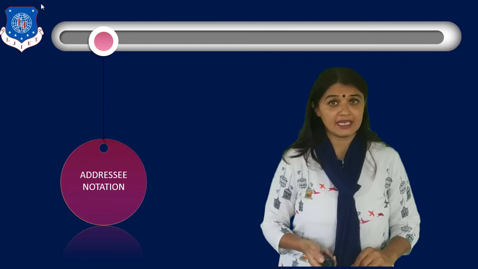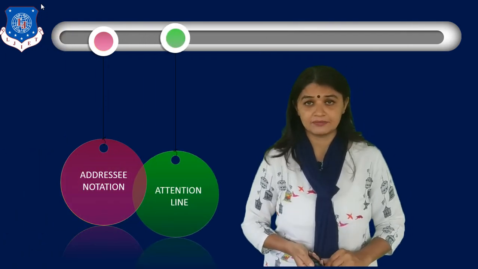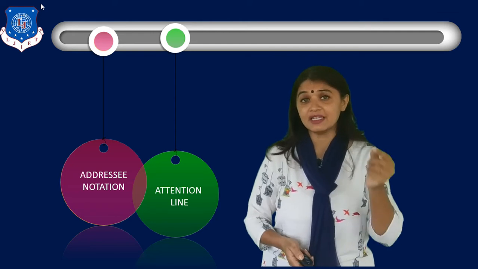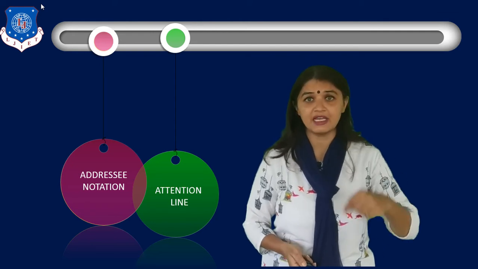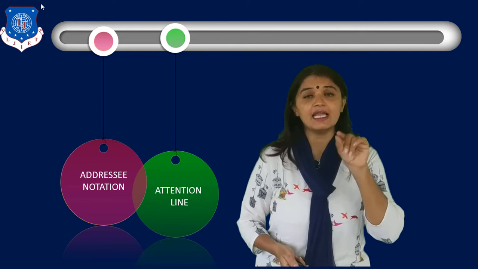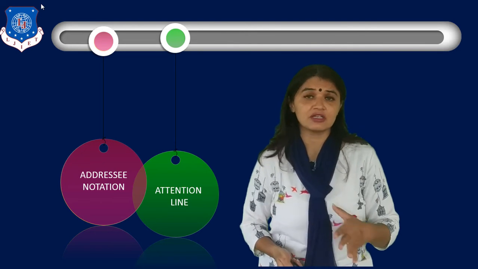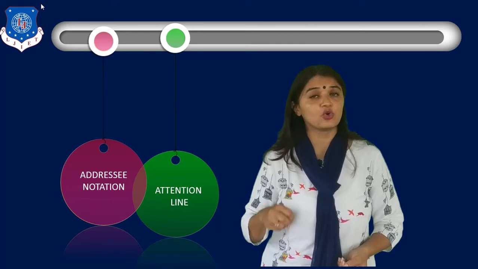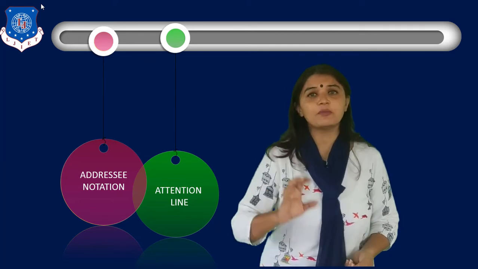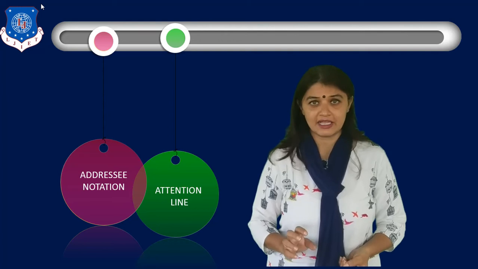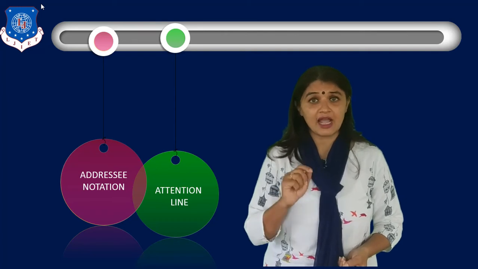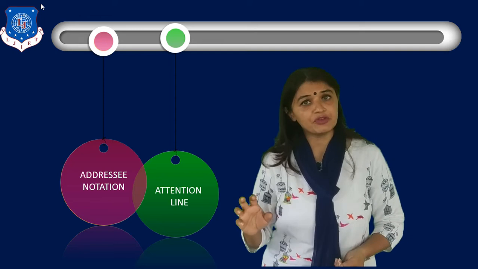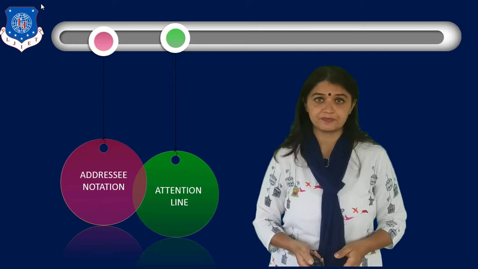Now the next additional element is the attention line. So sometimes you may know that this particular person in that organization will take care of my work or will take care of my letter. So you will write "Kind Attention" and the name of that person, or sometimes even the designation of the person, so that you want to make sure that the letter directly goes in the hands of that person and your matter is solved within less time. So this kind attention is written below the addressee notation, and you may write down the name of the person or the designation of the person.